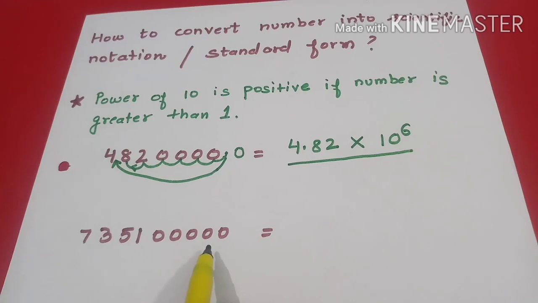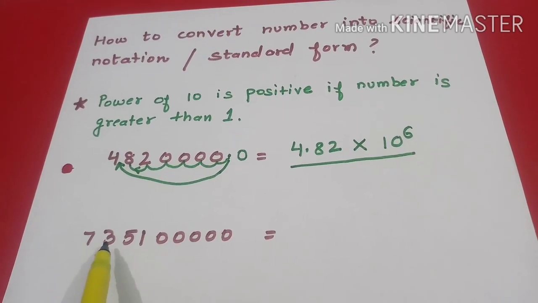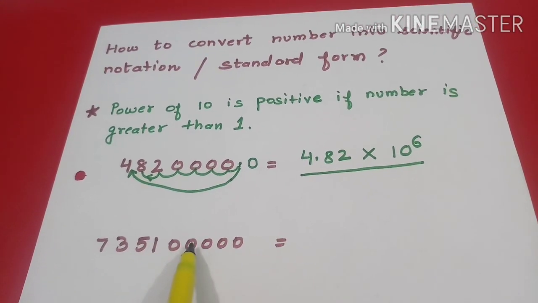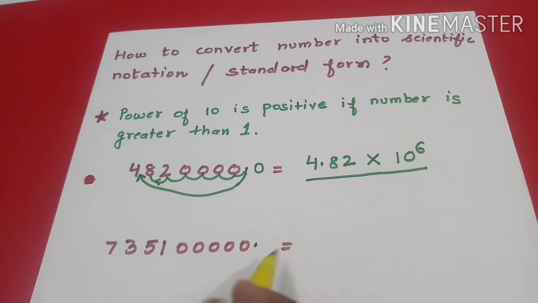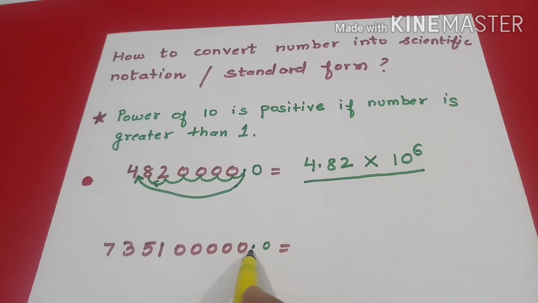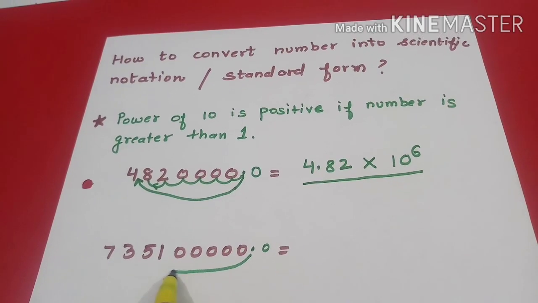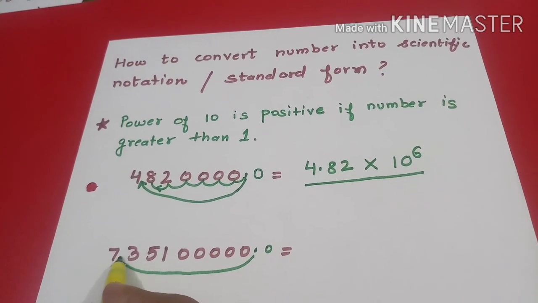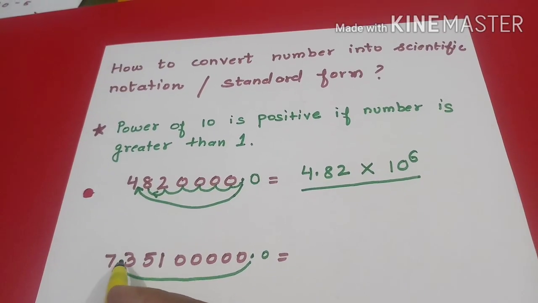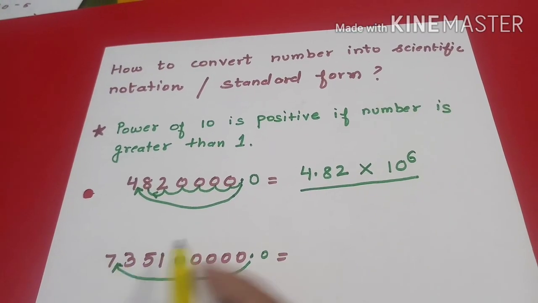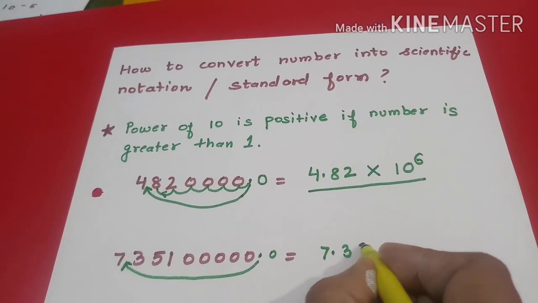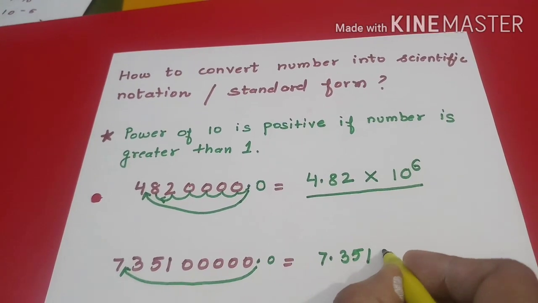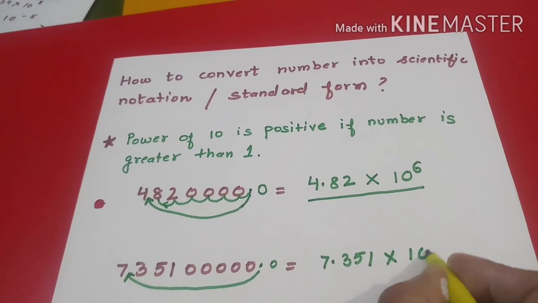Now let's take another example. I have one number, 735100000, and the decimal is here. So I have to shift this decimal after the first non-zero digit from the left, that is 7. So my aim is to put the decimal between 7 and 3. So my number part is 7.351.